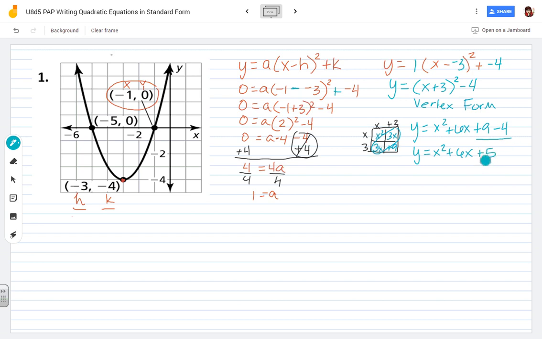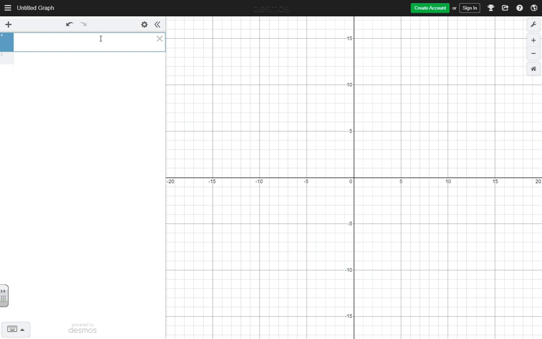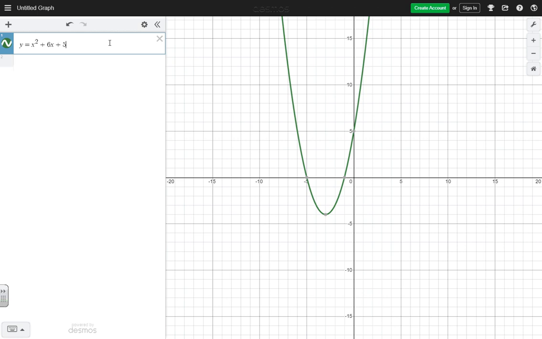And what you can do, just to double check, I encourage you to go to Desmos and click on the big red button. Let me go in here. Y equals x squared plus 6x plus 5.